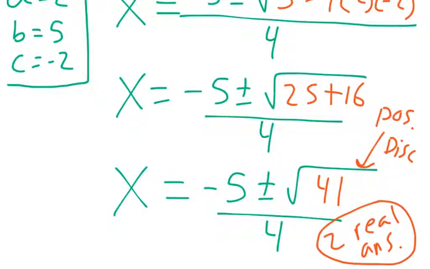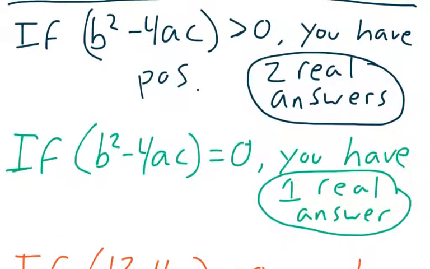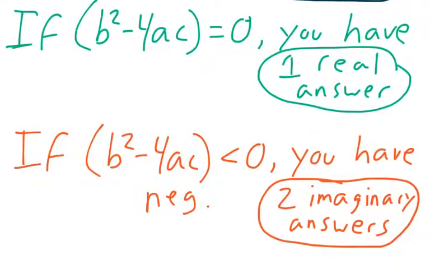So again, this is why these rules apply. If that inside part of the radical is positive, you have two real answers because you have plus or minus actual numbers. If that whole part's 0, only one answer because you're doing plus or minus 0, so it doesn't change anything. And if that part is negative, then you have two imaginary answers because you have plus or minus an imaginary number.